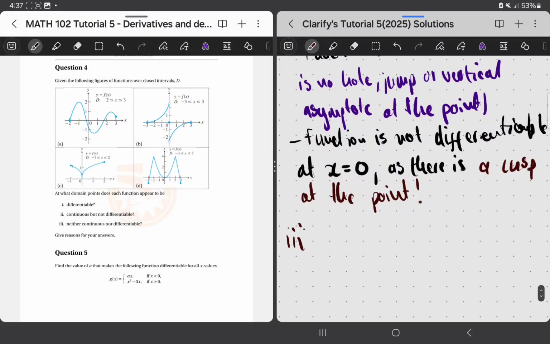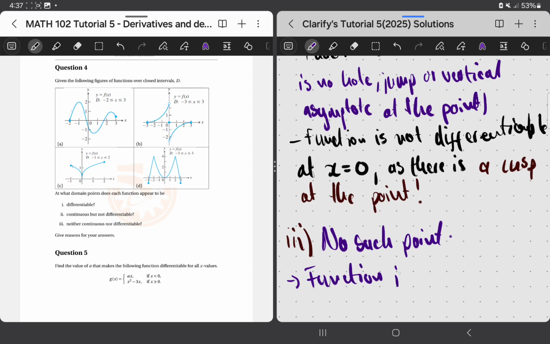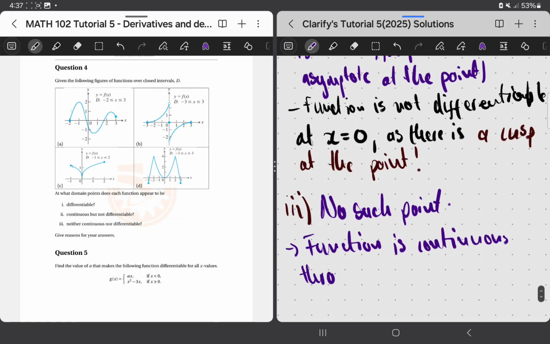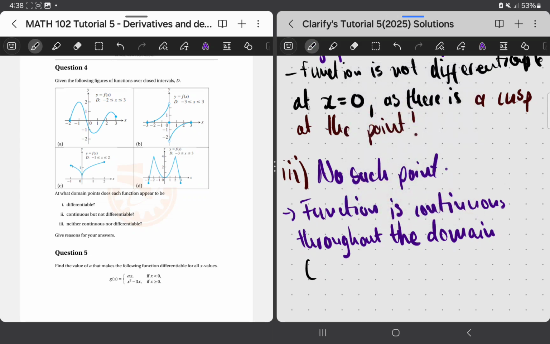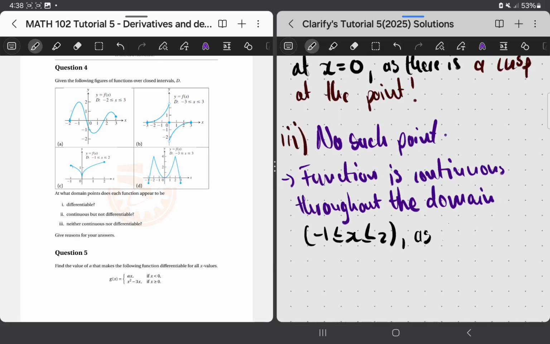Now let's do part C3. Is there a point where it is neither continuous nor differentiable? You can say no such point. Why? You can say here that the function is continuous throughout the whole domain, which is from -1 less than or equal to x less than or equal to 2. It is continuous throughout the whole domain, okay?